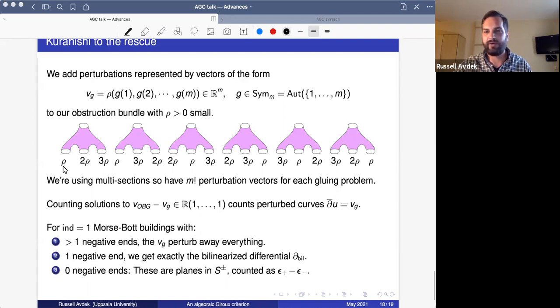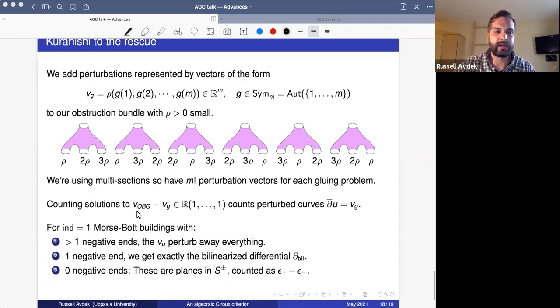And so we take all permutations of the vector ρ, 2ρ, 3ρ, for example, where ρ is a small number. In general, if we have m negative punctures, we'll have m factorial perturbation vectors to deal with. This is going to give us some weights in the count of curves, which defines the bilinearized contact homology. But that aside, when we want to count our holomorphic curves, if we can glue, that's the same thing modulo the implicit function theorem.